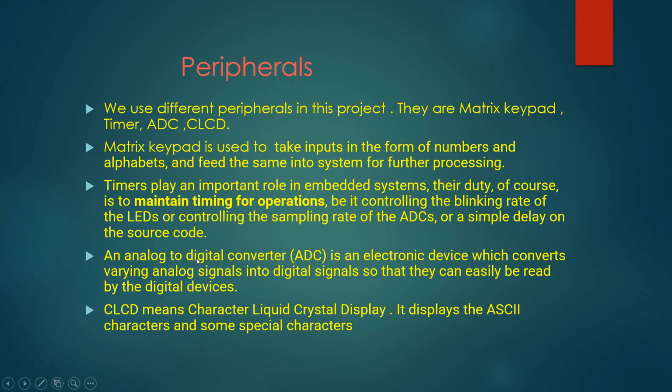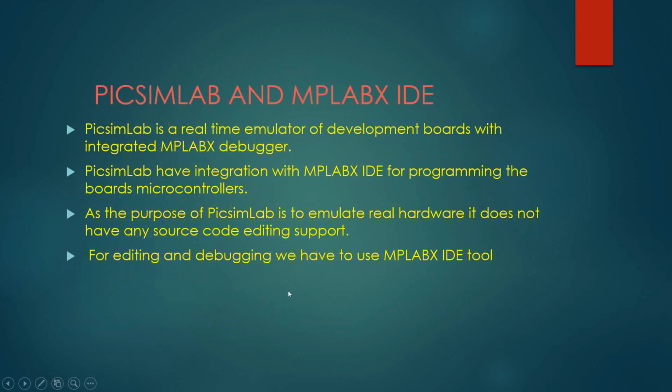And we use an ADC, which is an analog to digital converter, an electronic device used to convert an analog signal into digital form. We know all the signals in our environment are analog. To convert them into digital form, you need to use an ADC. And we use another peripheral, CLCD, which means character liquid crystal display. It is used as an output device which displays ASCII characters and some special characters. It shows the output to us.